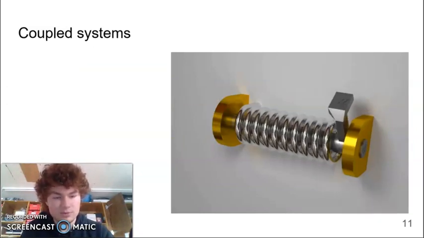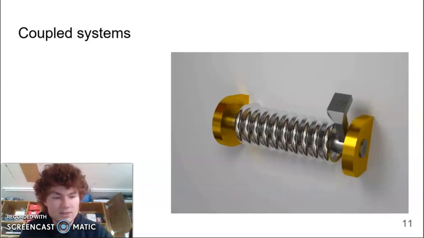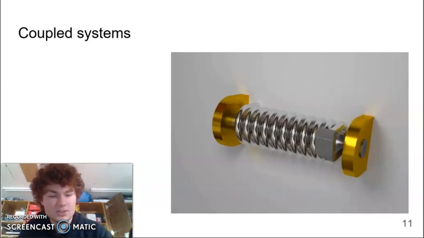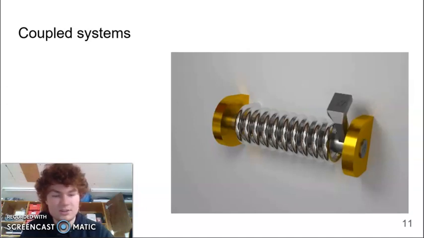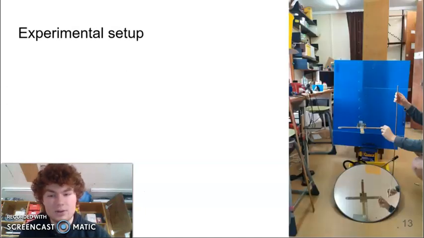As the Wilberforce pendulum extends, it also exerts a torque on the spring, making it rotate. This means that the system is coupled because the extension of the spring is linked to the torque that the mass experiences, and therefore the rotational motion. Rotational inertia is the resistance of any physical object to any change in its angular velocity. Its equation is delta I equals delta mr squared. Inertia also affects the frequency, which is the inverse of the time period.